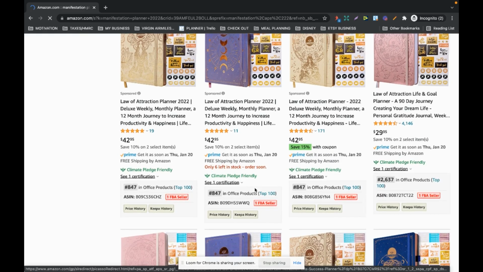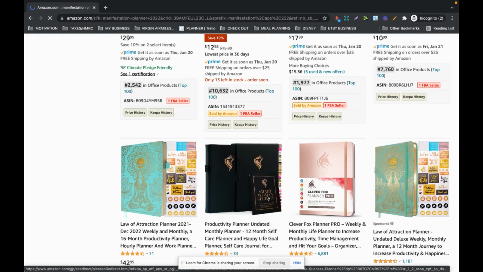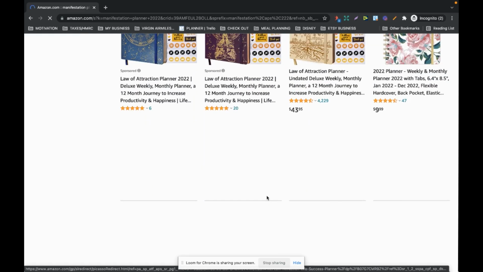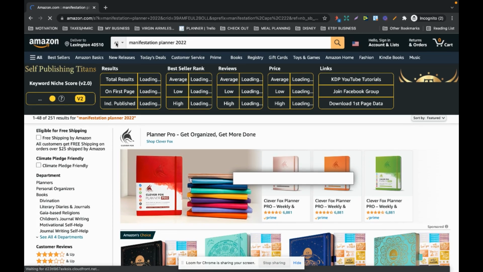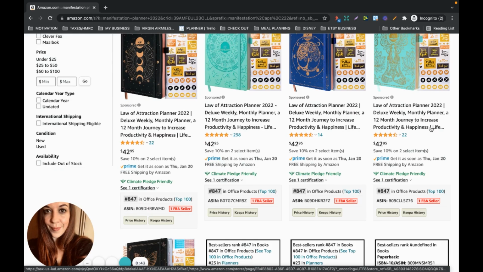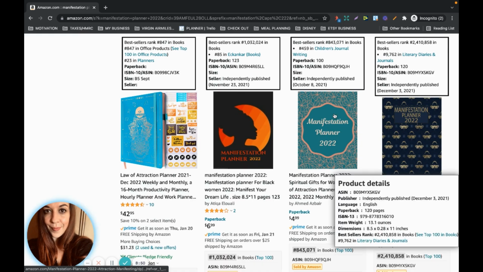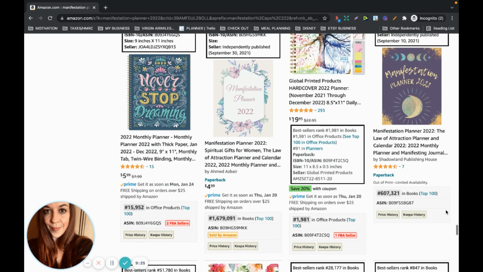But remember, there are lots of different keywords that we could be searching for that aren't just manifestation planner 2022. So there are lots of different possibilities. Anyway, if we want to get away from some of these, then maybe we want to look in books. Now we're in books, and you can see that it's not very different. It's basically the same results, right? So if we scroll down a bit further, we do start getting into some. This one 600. Okay, it's not brilliant, but it's something, and it has got 7 reviews.